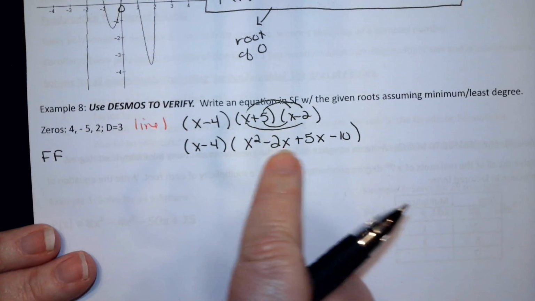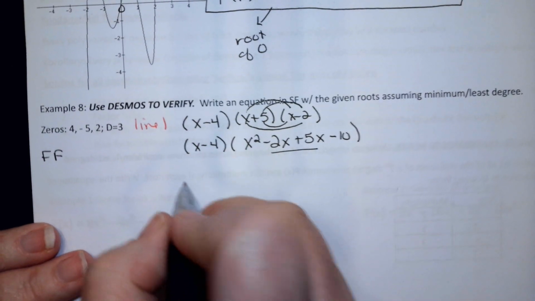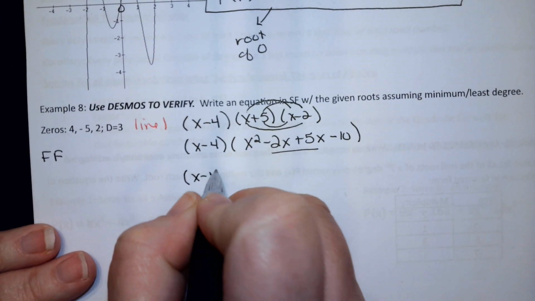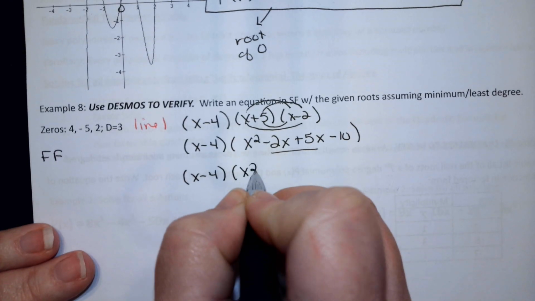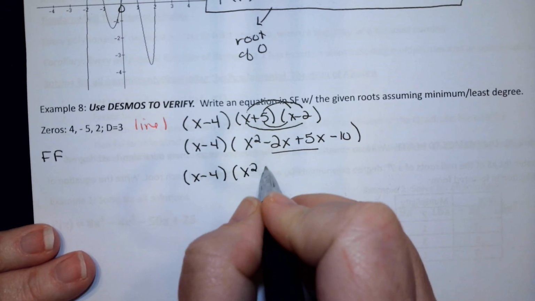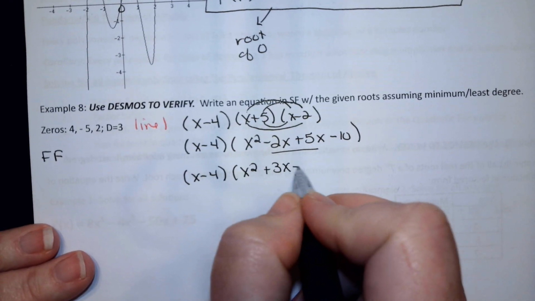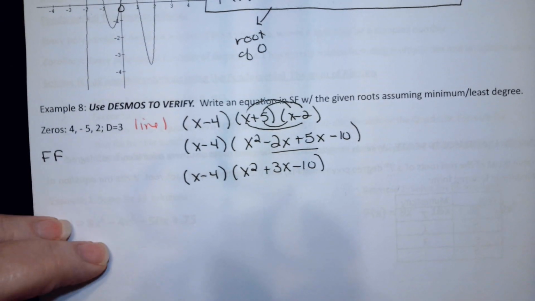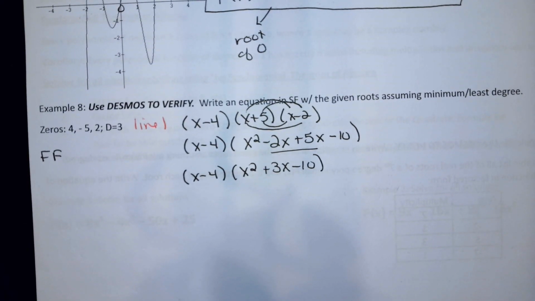I see I've got some like terms right here I can combine, so let's combine those. That's going to give me x minus 4 times x squared plus 3x minus 10, since 5 minus 2 is 3. So we have put it in factor form. We had used FOIL, and now we're going to use the distributive property.